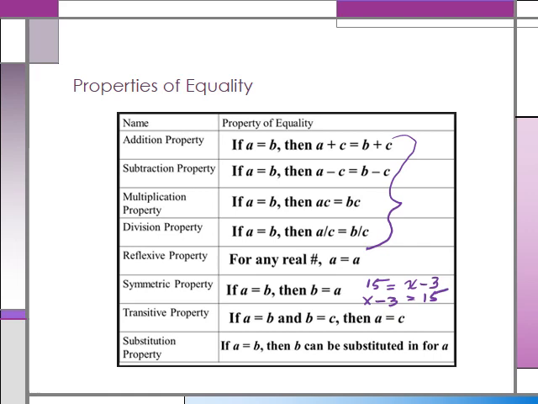And then the substitution property you guys have been doing forever. We use that when we're going to substitute in. And when you're solving an equation, if you go from, say, x equals 4 plus 3 to x equals 7, what you're doing is you're substituting 7 in for this expression.